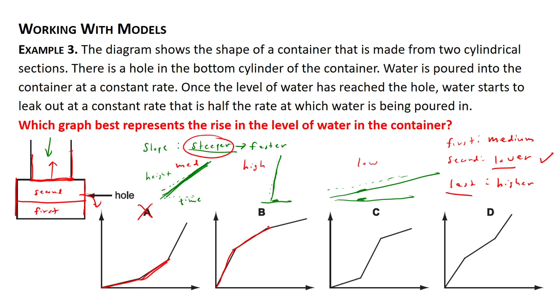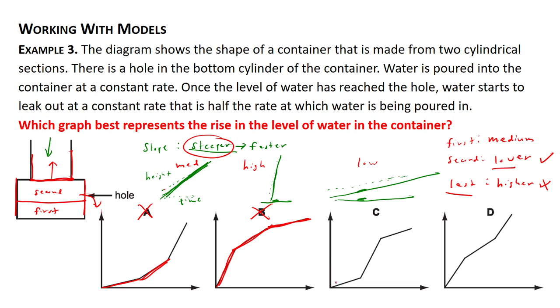But for the third part, it became even lower. Again, if this is a mountain, difficult, easier, and this is much easier to climb because the slope is very low. So for the last part, the slope became even lower, which does not satisfy what we want. So letter B can be eliminated.